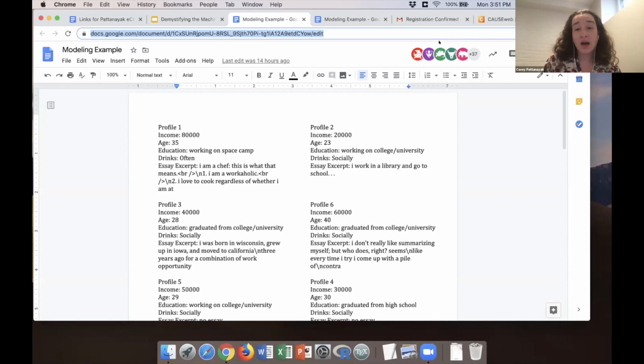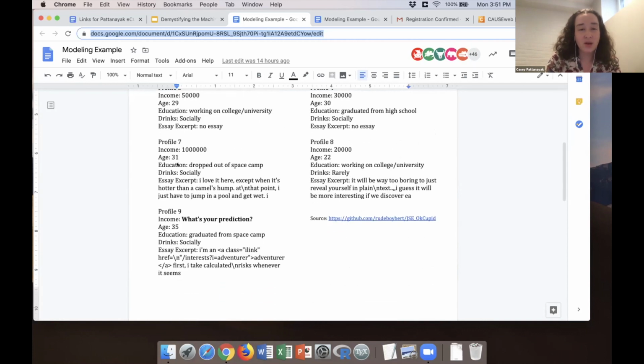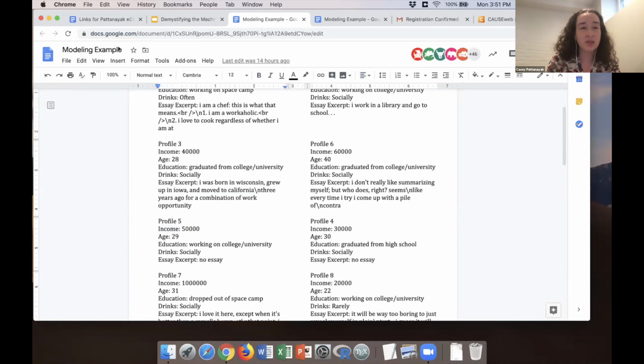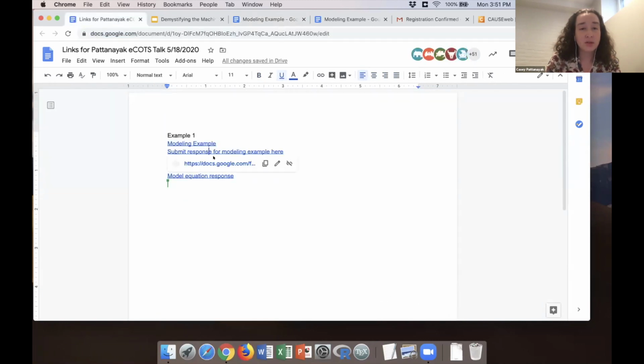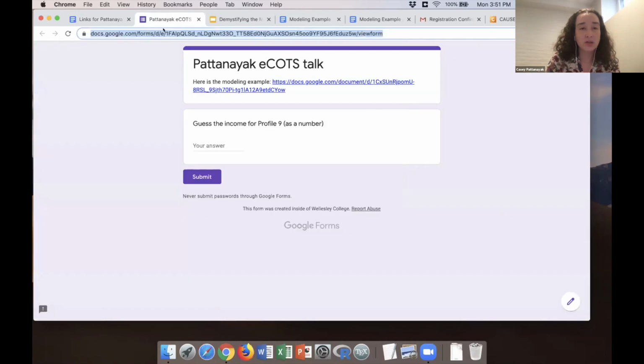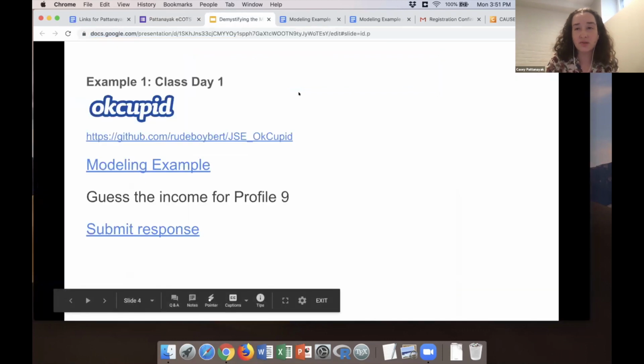Purposely, this is not data in a rectangle, right? This is a bunch of dating profiles. And while I talk more about this, I want you to do what the students have to do and try to guess the income of the person in profile 9, just based on the information we have here. So there's a link for that as well to submit your answer. Pretty please try to make them easy for me to clean so I can show you a histogram of your answers, but if it doesn't work, I think we'll all be fine.